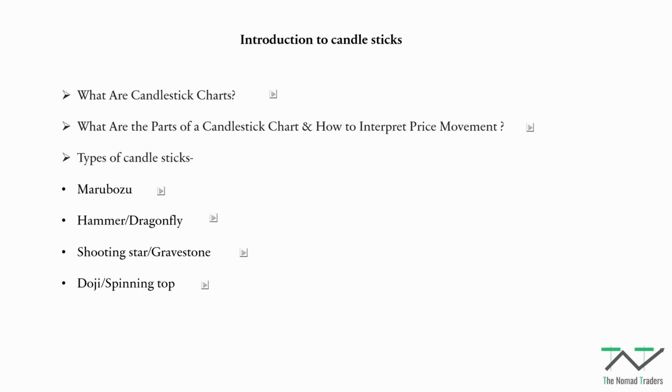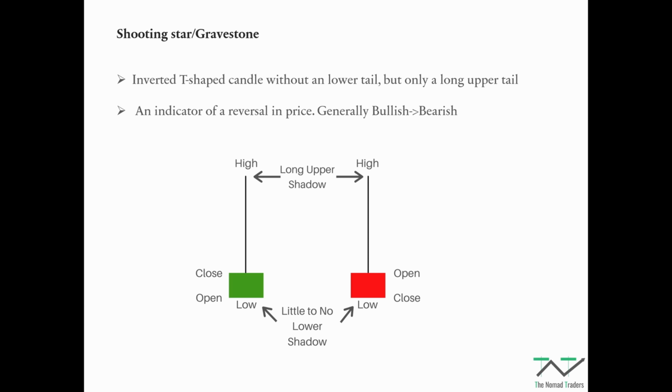A shooting star or a gravestone. A shooting star or a gravestone is an inverted T-shaped candle which has a long upper wick and a negligible or no lower wick. This, when it happens at the end of an uptrend, indicates a strong sign of trend reversal.